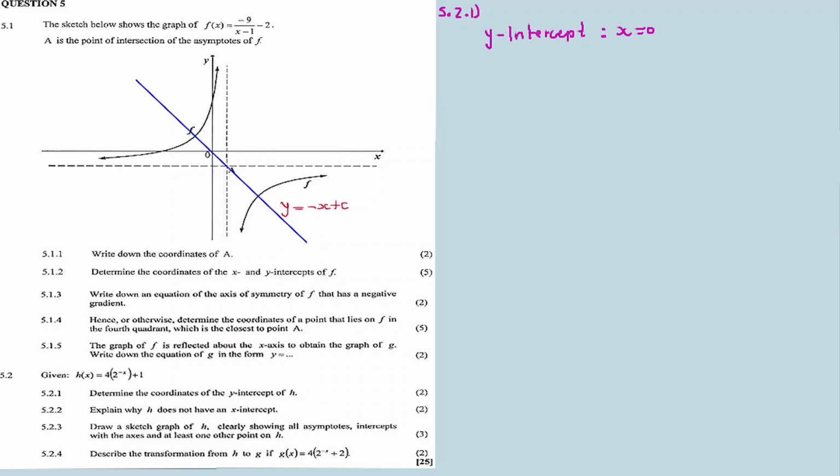So for the y-intercept, we let x be equal to 0. Where there is x, I put 0, in the function h. Any number raised to exponent 0 is 1. 4 times 1 is 4, plus 1 is 5. So y is equal to 5. So the coordinates of the y-intercept are (0; 5).